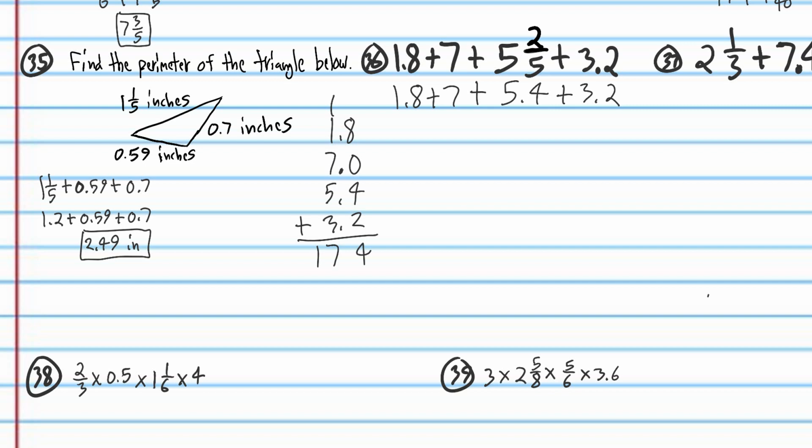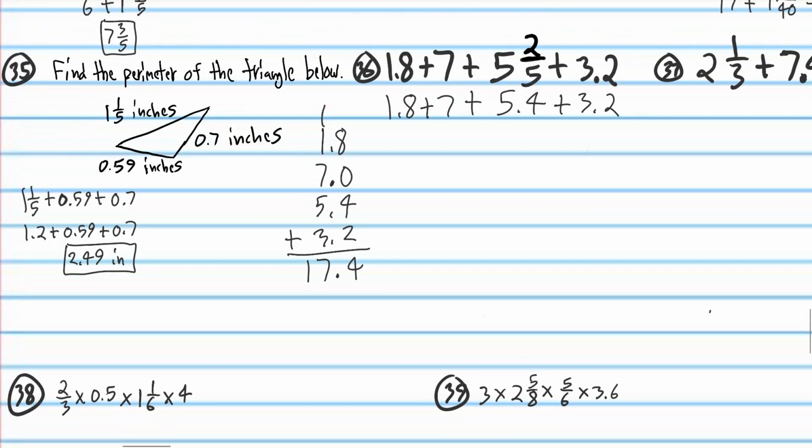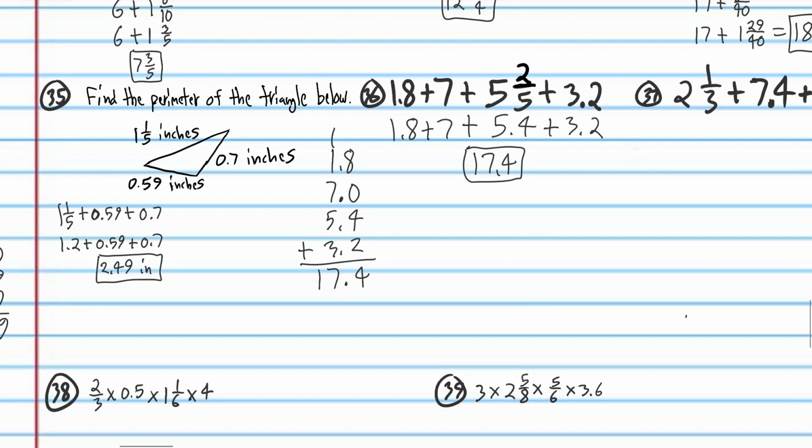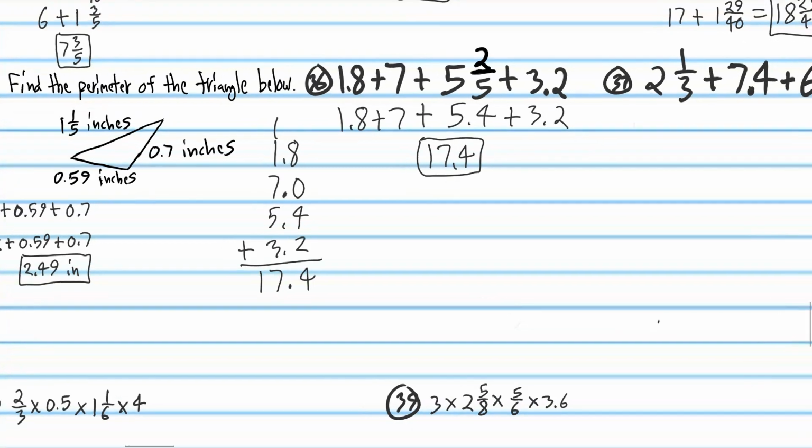So the decimal always goes straight down when you're adding and subtracting decimals. When you're multiplying or dividing decimals, that's not the case. But with adding and subtracting, it just goes straight down. So the final answer is 17.4. So if you got 17.4, good job. You're doing good.